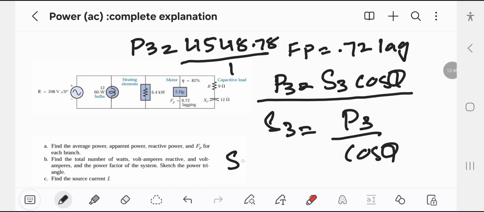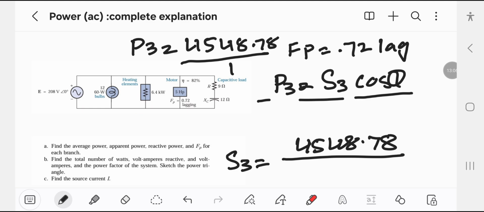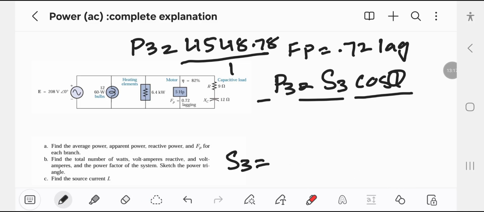So the apparent power here is equal to divided by the power factor, which is 0.72. So if we divide this by calculator, it is equal to 6317.75 volt ampere. So we found the apparent power, and now we are going to find the reactive power.